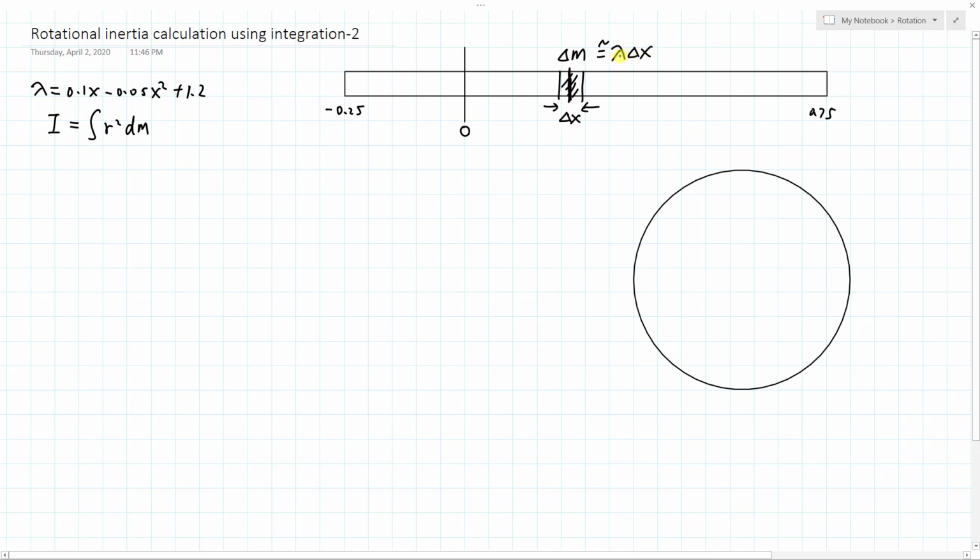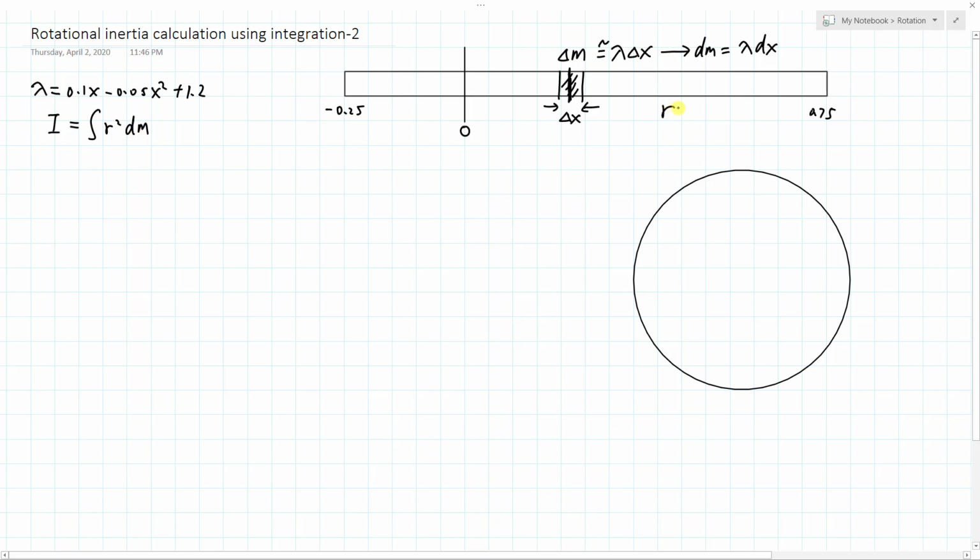The approximation is because this piece extends, and the lambda changes across the entire bar. So there's going to be some variation from the left side to the right side of this little piece. By just taking lambda in the middle, I'm doing an approximation. But this approximation goes away once I take a limit, squeezing this delta x to infinitesimally thin. Then the delta m goes to dm, and we have dm equals lambda dx. This is how we can replace that dm in this integration with dx.